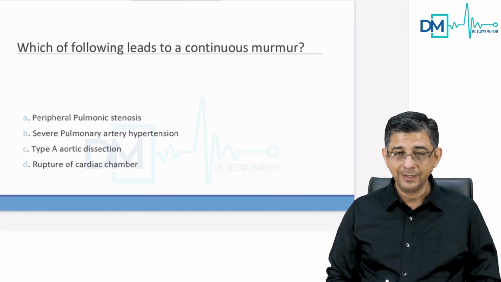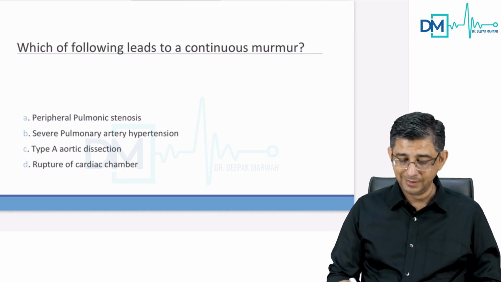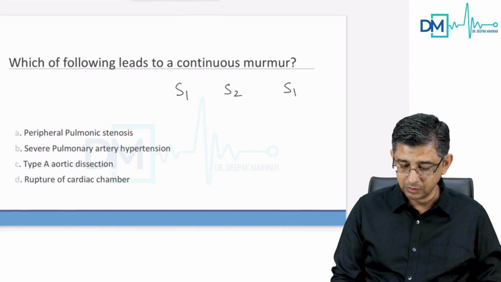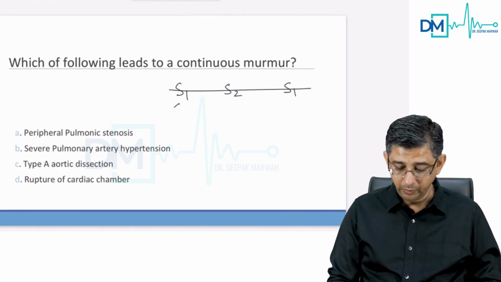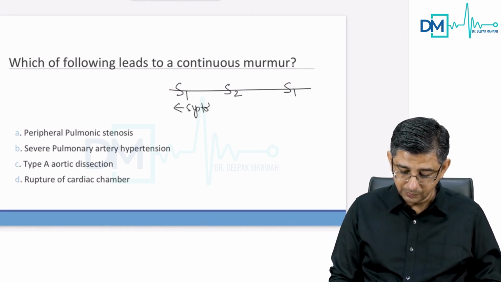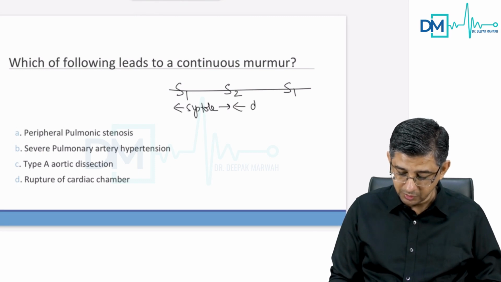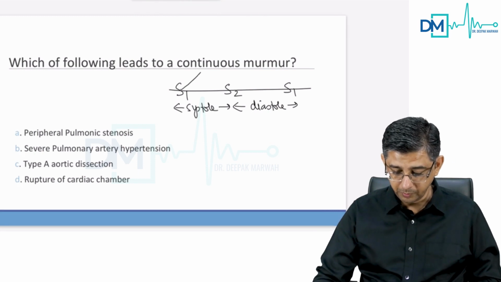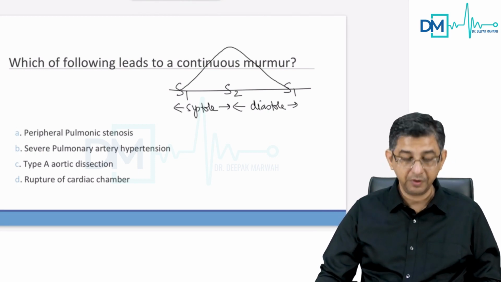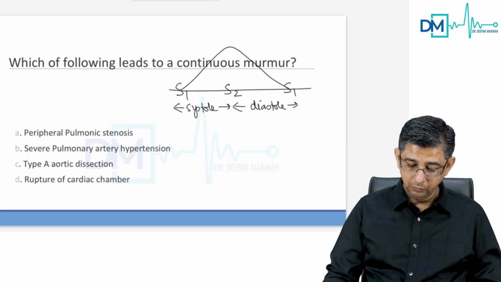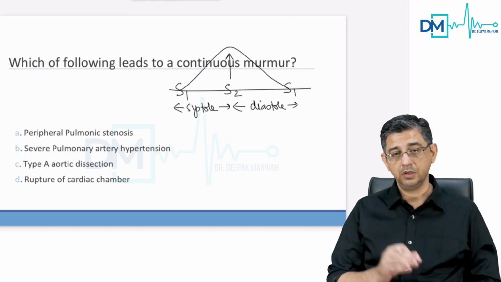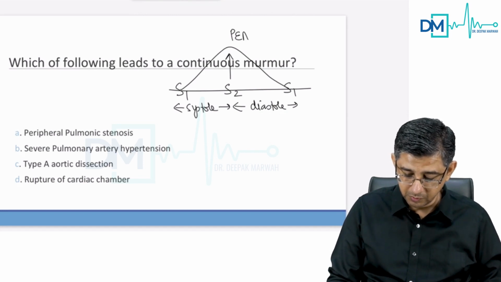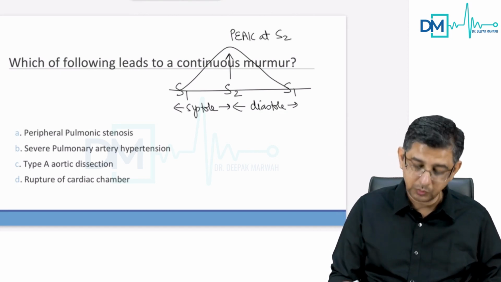Which of the following leads to a continuous murmur? First, we need to understand the definition of continuous murmur. This is heard in both the phases of systole and diastole. The period between S1 and S2 is called systole. The period between S2 and S1 is called diastole. The turbulence in the heart will occur in both phases of the cardiac cycle. One of the main diagnostic features of a continuous murmur is that it is heard in systole and diastole, and the second diagnostic feature is that it always peaks at S2.